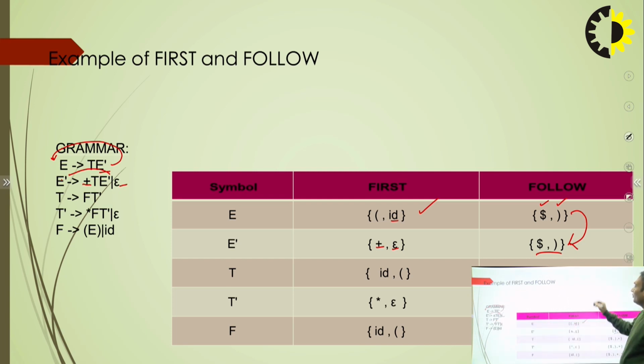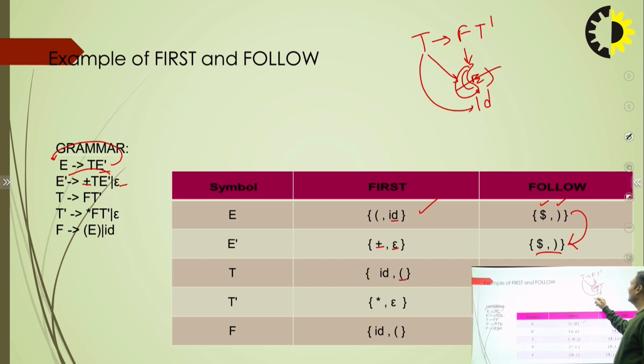Now T. To calculate the first of T, we will write the rule F T dash. F is not a terminal, so we will replace F with open bracket E. So now we can see the first of this T is the starting bracket. If I am not replacing with this rule, I have two options, whether I use this rule or I use this ID. So now this ID will also be part of the first.